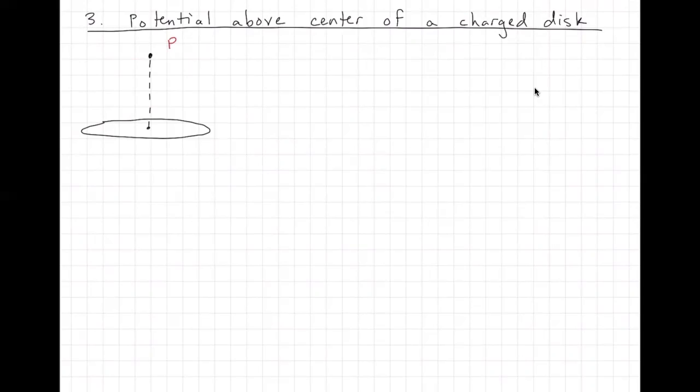And we'll say point P is a distance, what do I want to call that? A distance X above the top. And then we'll give the disk some radius too, and call that big R. The question we want to answer is, what's the potential at this spot up here at point P? V equals question mark again.